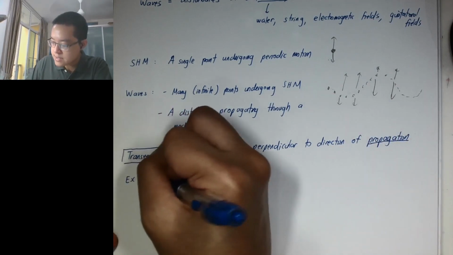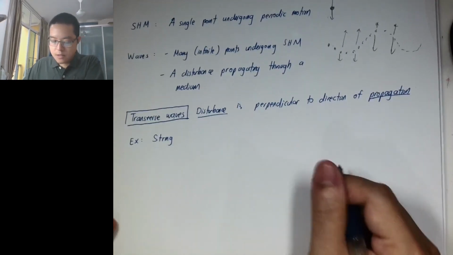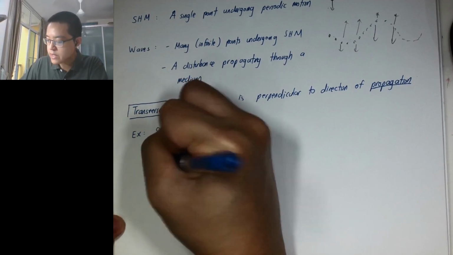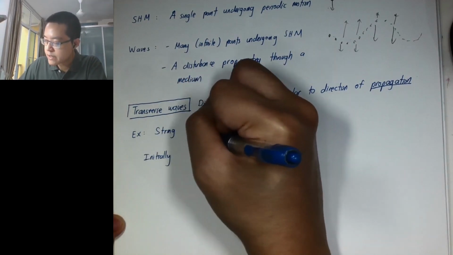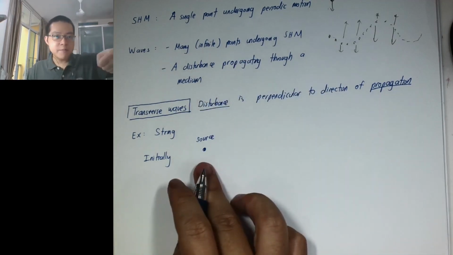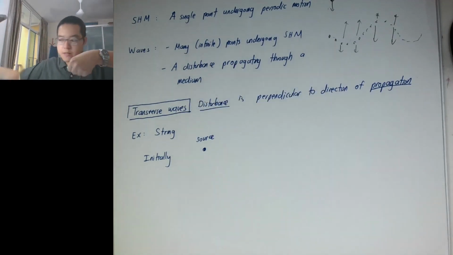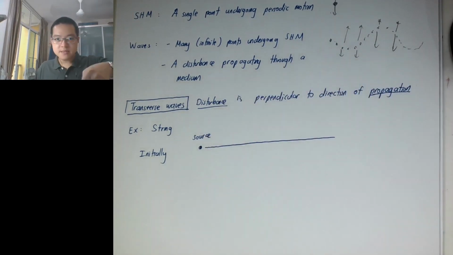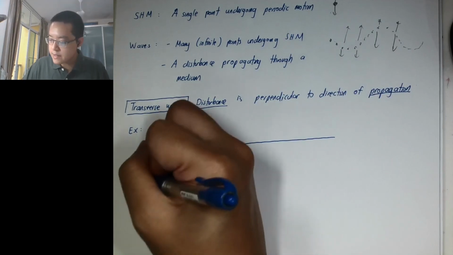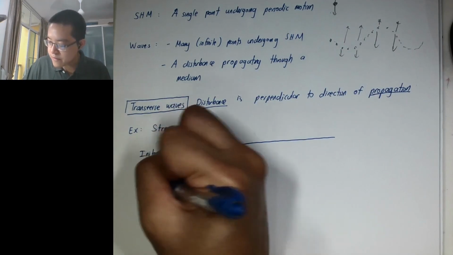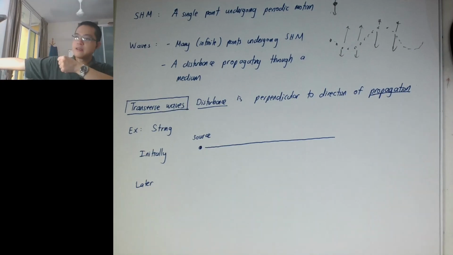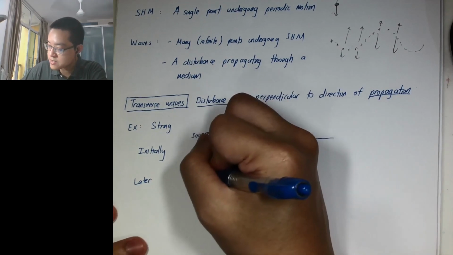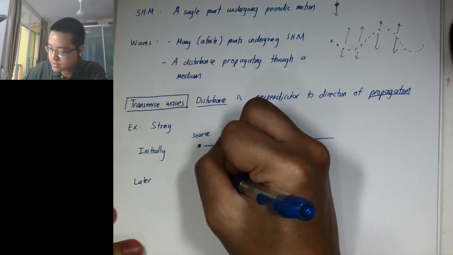So let us take an example. Okay, let's take a string. So let us say my string is initially at rest, right? And then this is the source of my vibration. So the source of my vibration is like maybe your hand holding onto a string, right? And then initially the string is not moving, so it's like this, okay? And then later you vibrate your hand. So if you hold the string and then you start shaking your hand, what's going to happen to the string? It will start to vibrate, right?